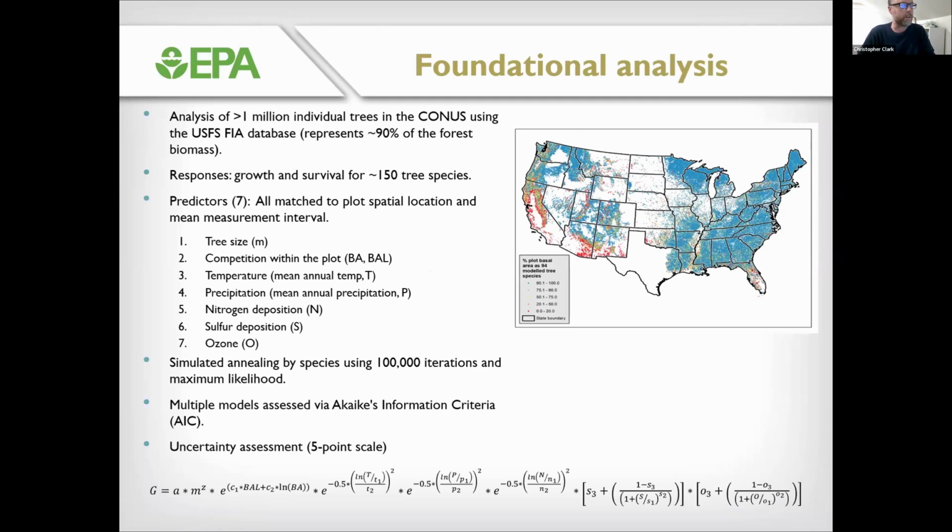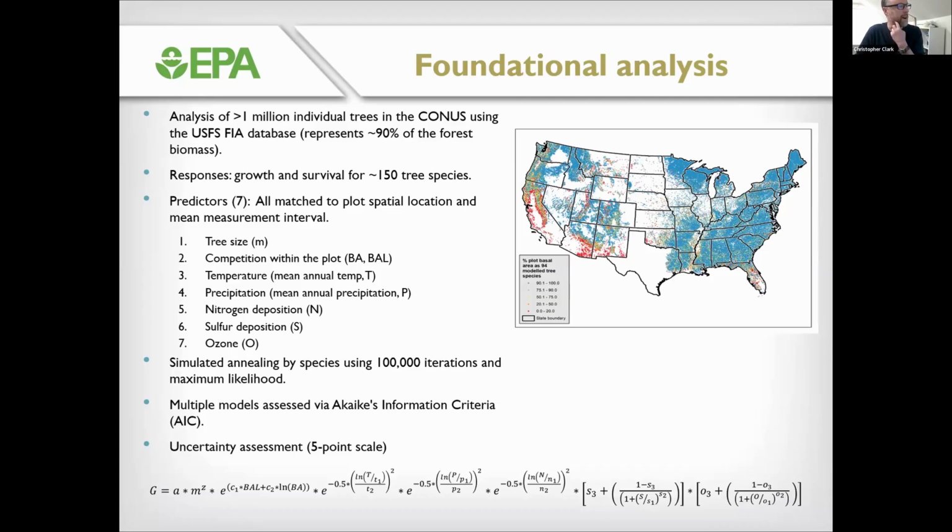So this is just a one-slide summary of some of the analysis. This is an analysis of about 1 million individual trees across the CONUS using the Forest Service FIA database. The original analysis represented about 90% of the forest biomass. We have since updated that to, I think, about 95% now. The main responses of interest here are the growth and survival for about 150 tree species. We have 7 predictors that are all matched to the plot spatial location and the mean value between measurement intervals.